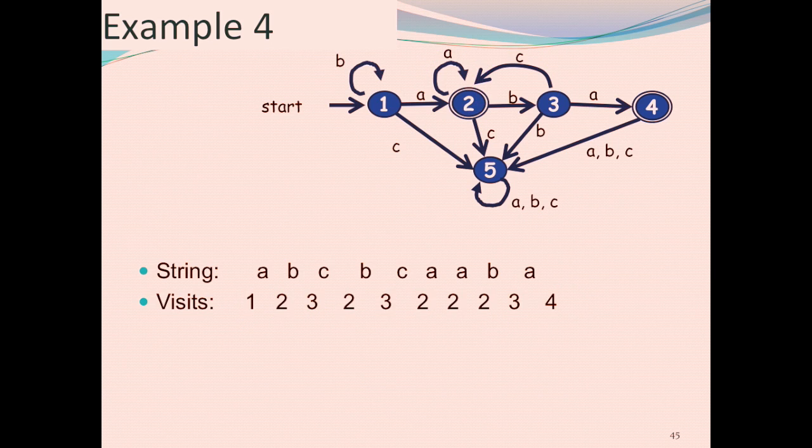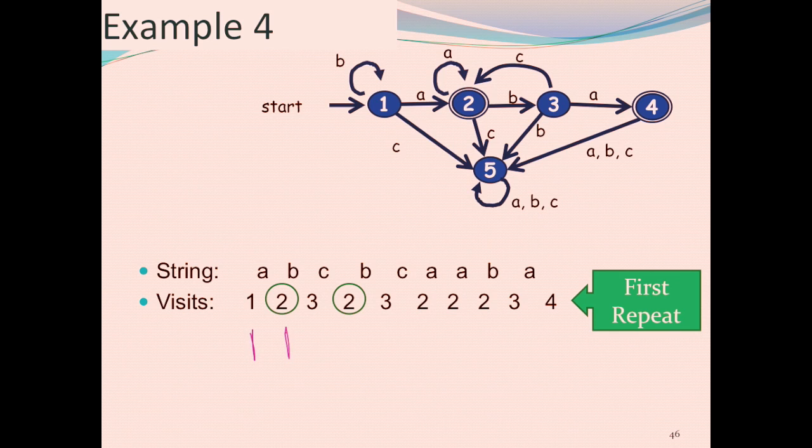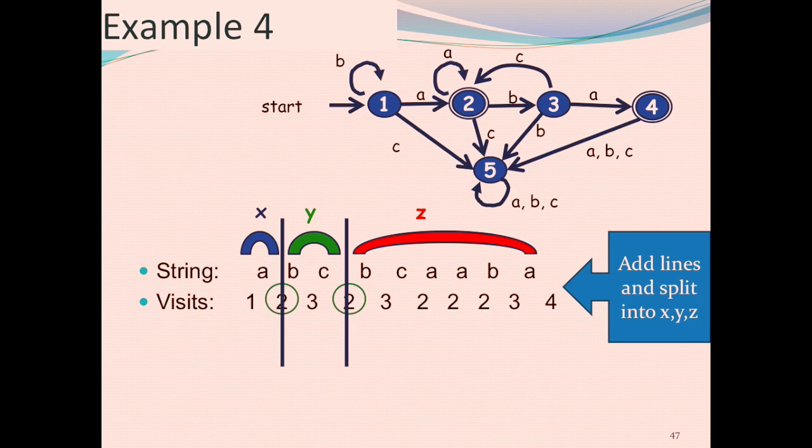Okay, so there it is written out neatly. There's our first repeat, right? We looked and we said, what's the first state that I visit that I see again? So I saw a 1, haven't seen that yet. See a 2, haven't seen that yet. See a 3, haven't seen that yet. Oh, look, there's a 2. We've seen a 2 already, so I circled the 2s. Draw lines and do my split. So X is A, Y is BC, and Z is BC, A, B, A.